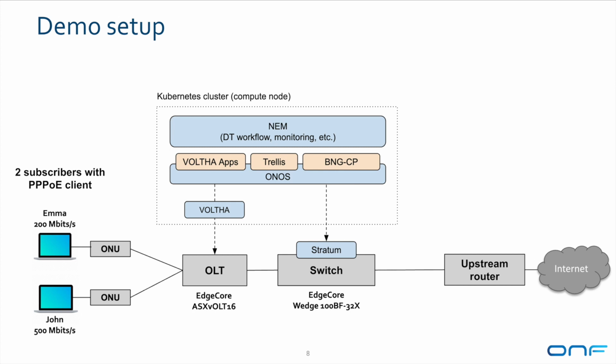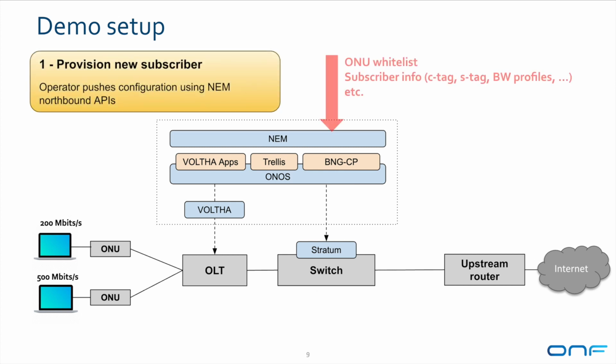So given this configuration, how does an operator actually provision a new subscriber into a SEBA pod? We can do this by pushing some configuration using the NEM northbound API. This configuration includes an ONU whitelist as well as some subscriber information. The idea for the ONU whitelist is to tell the OLT for which ONU it is okay to forward traffic across the PON network. While for the subscriber information, we need things like the VLAN tags used for the layer 2 access tunnel, usually called CTAG and STAG, as well as the bandwidth profiles.